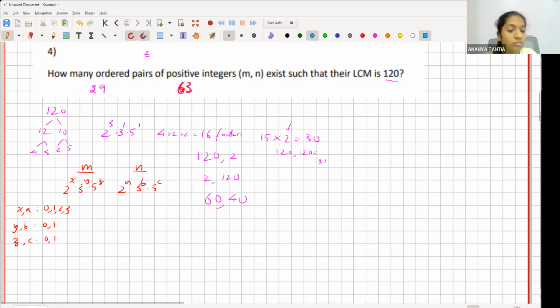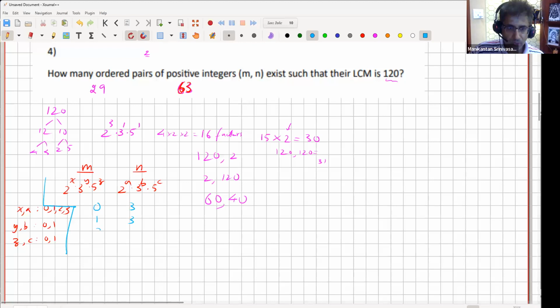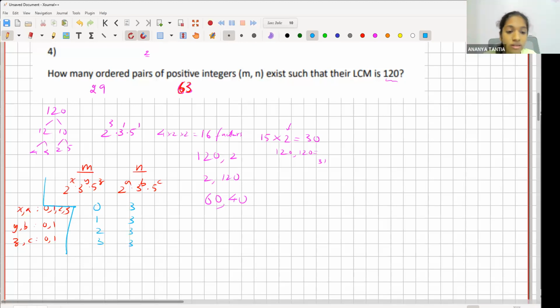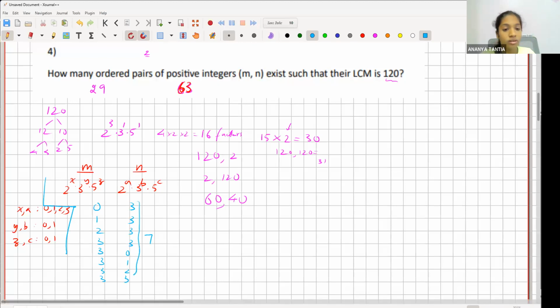So like 0, 3, 1, 3. So you put 0 here, 3 here, 1 here, 3 here. 2 here, 3 here, like this. And then 3, 3, 3, 0, 3, 1, 3, 2, 3. Okay. So how many did you find? So 7. Okay. And then for the next two I found 3. So 7 into 3 into 3.